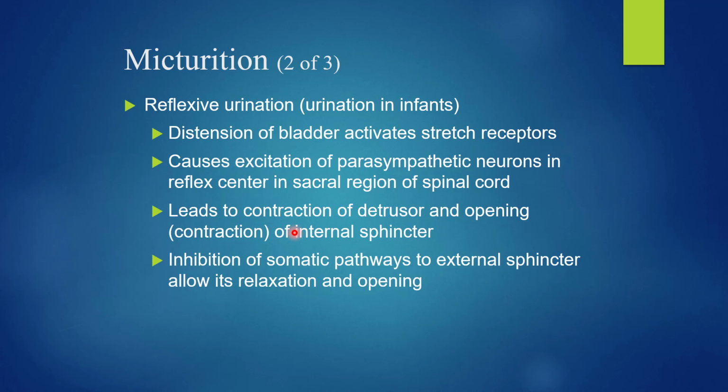Reflexive urination is the type of urination in infants, and it happens only when the bladder is distended and stretch receptors are activated. It causes excitation of the parasympathetic neurons in the reflex center, and it leads to contraction of the detrusor and opening of the internal sphincter. Inhibition of somatic pathways to the external sphincter allows its relaxation and opening.